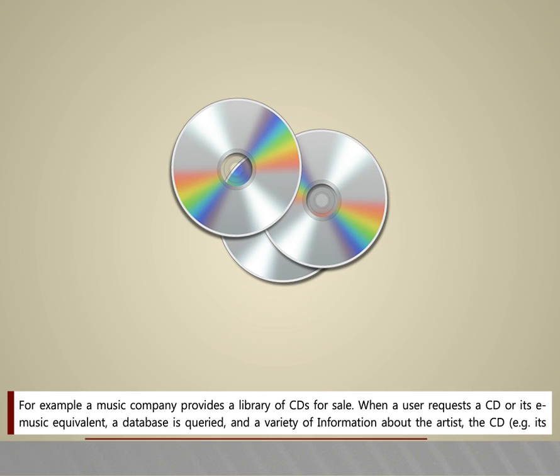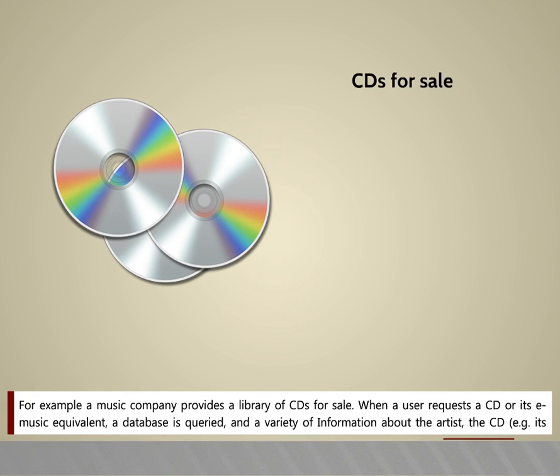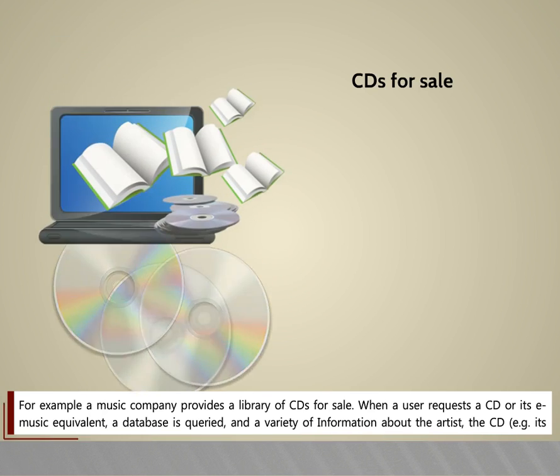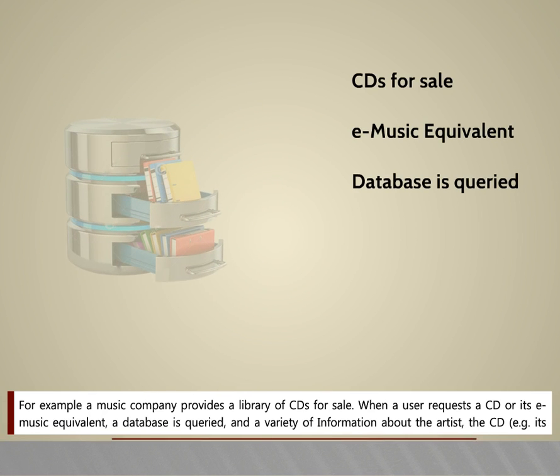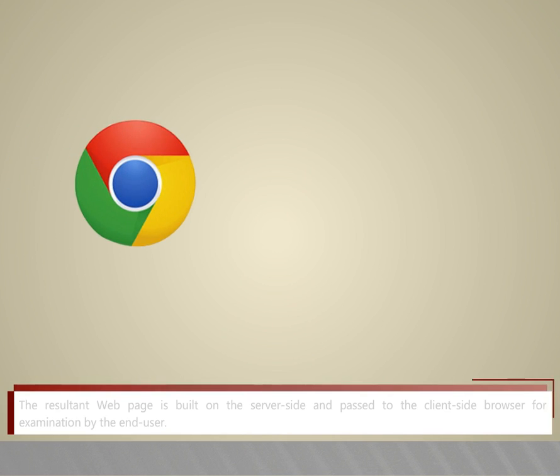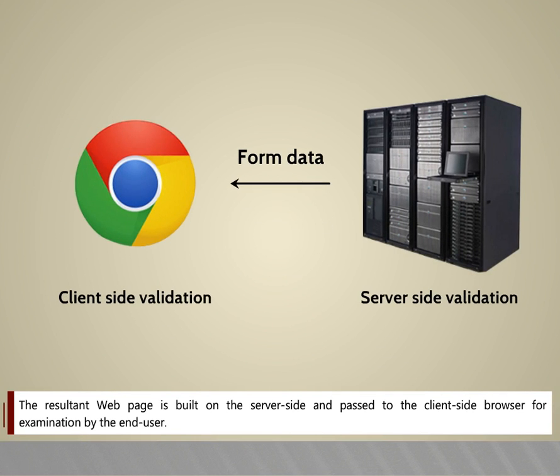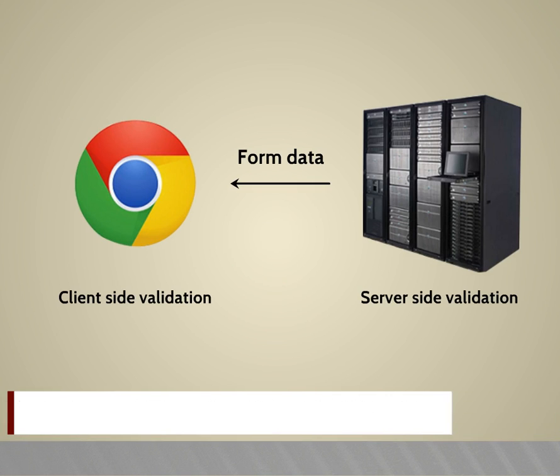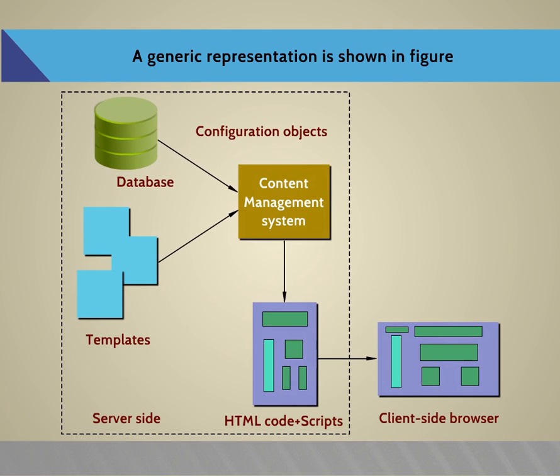For example, a music company provides a library of CDs for sale. When a user requests a CD or its e-music equivalent, a database is queried and a variety of information about the artist, the CD, for example, its cover image or graphics, the musical content, and sample audio are all downloaded and configured into a standard content template. The resultant web page is built on the server side and passed to the client-side browser for examination by the end user. A generic representation is shown in figure.